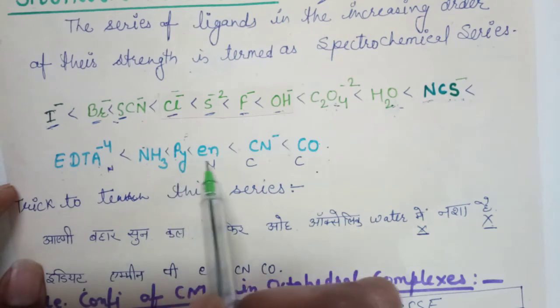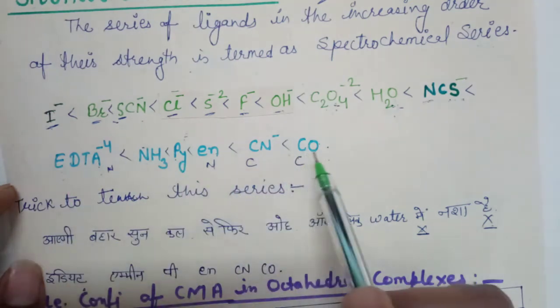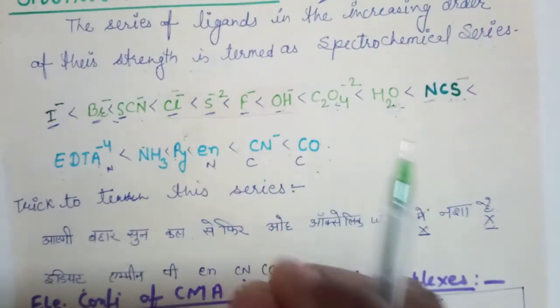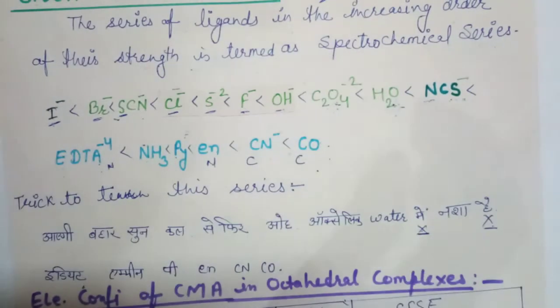M, P, EN, CN, CO. These are the strong ligands in the series. Okay, this is the spectrochemical series. A very short definition, a very simple and very important thing.